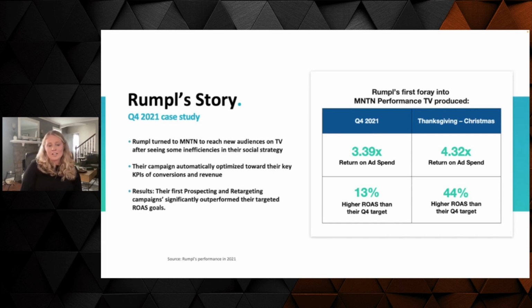And they're a client I mentioned already, but I do want to highlight Rumple's story and the success they've seen on CTV effectively. Rumple first came to Mountain in Q4 of 2021 to launch a CTV campaign to reach new audiences after seeing some inefficiencies with their paid social strategy. And after launch, their campaign automatically began to optimize towards their key KPIs of conversion and revenue. And the results, I hate to say it, but kind of speak for themselves. Their first prospecting and retargeting campaigns significantly outperformed their targeted ROAS goals in Q4.